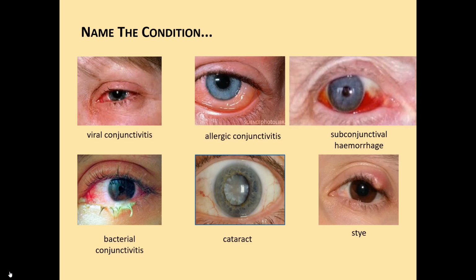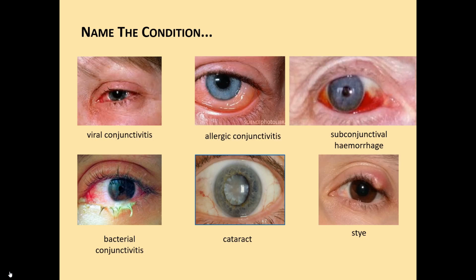And here are the answers. So top left, we've got viral conjunctivitis, so inflammation of the conjunctiva caused by a viral infection. Allergic conjunctivitis is next. You can see they actually look quite similar. Subconjunctival hemorrhage, where you've got bleeding on the surface of the sclera of the eye.